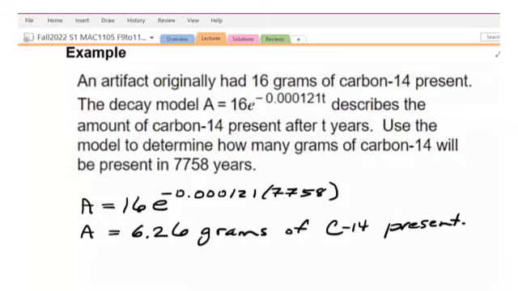I mean, it's only gone from 16 grams down to 6 grams in almost 8,000 years. But if you look at the decay rate, it's very tiny. In percent form, it would still be 0.0121% per year that it's losing. So a very small amount per year. That's the reason that they're able to use carbon-14 to date objects, is because it hangs around for so long.